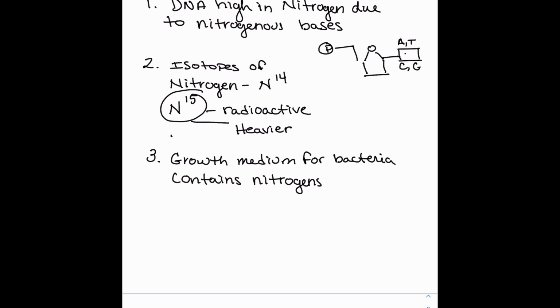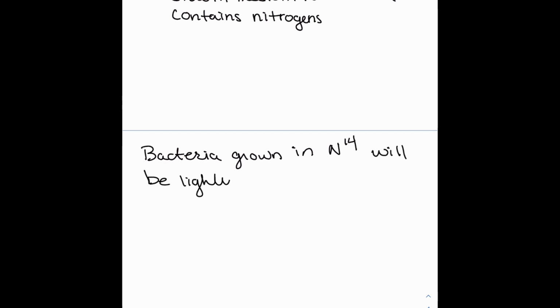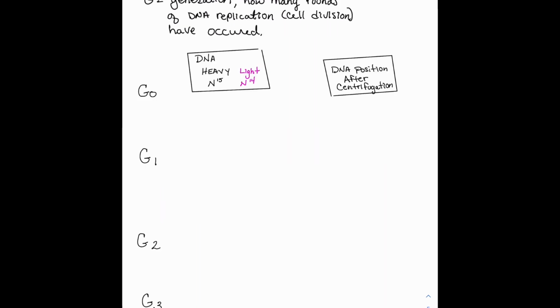So if I grow bacteria in the various types of nitrogen, then I can follow them. So what does that mean? That means that bacteria grown in N14 will be lighter than bacteria grown in N15. Okay, you might want to get a piece of paper and jot down these notes as we go.